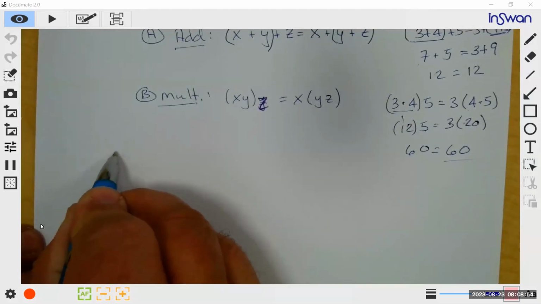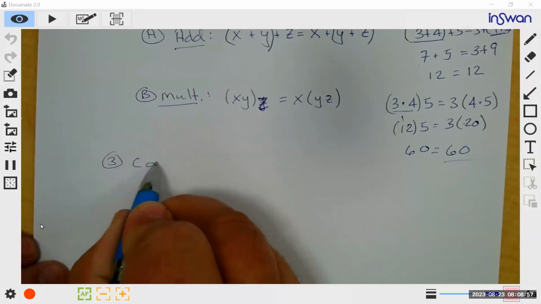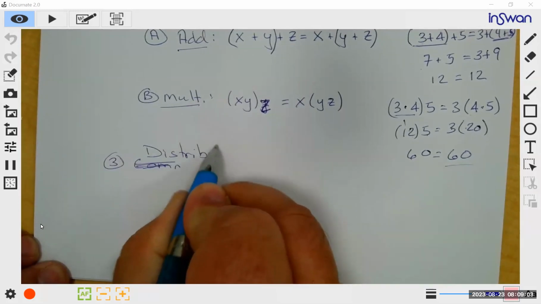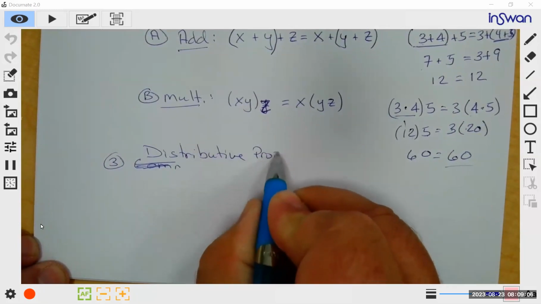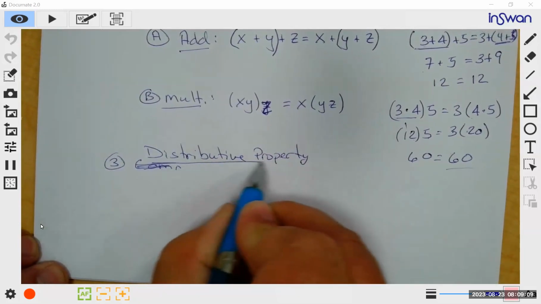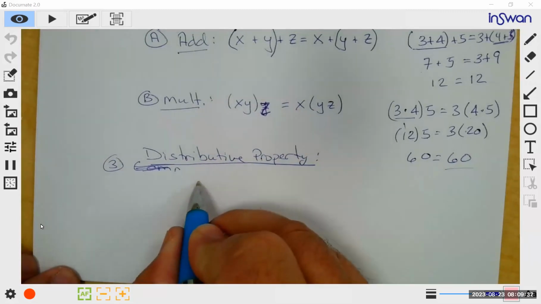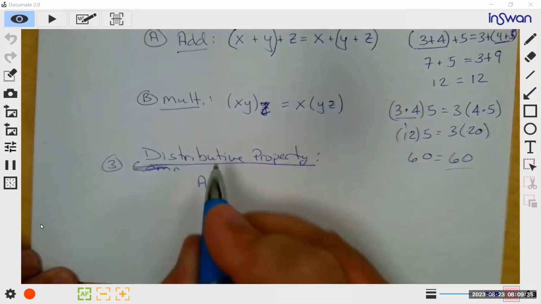The third property is the distributive property. If you notice on the other properties, I separated the addition and multiplication because they each had their own. Now with the distributive property, we put them both together. This is probably, property-wise, the most important one because we combine both multiplication and addition at the same time.